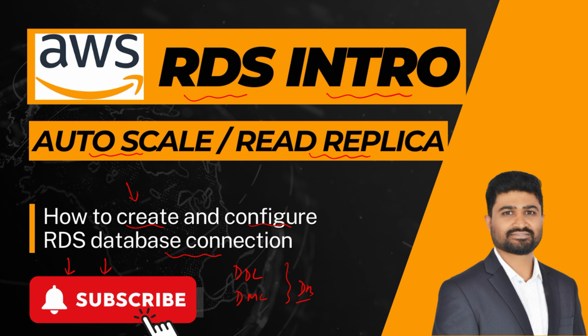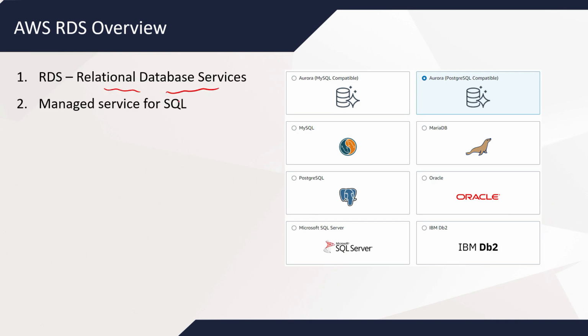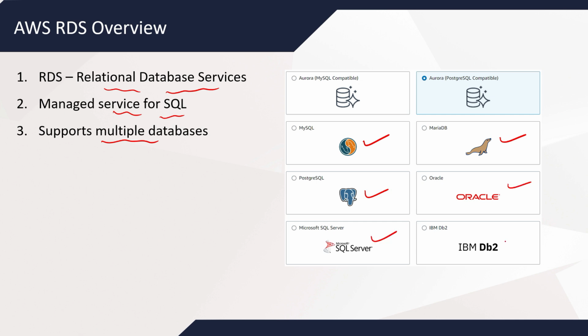So with that, let's get started and we'll understand what RDS is. So RDS is nothing but a relational database service. It is a managed service for SQL type of operations, right? And it supports multiple databases. For example, it supports MySQL, MariaDB, Postgres, Oracle, SQL Server, and then DB2, right? So these are the standard databases. You will find them on premise as well, right?